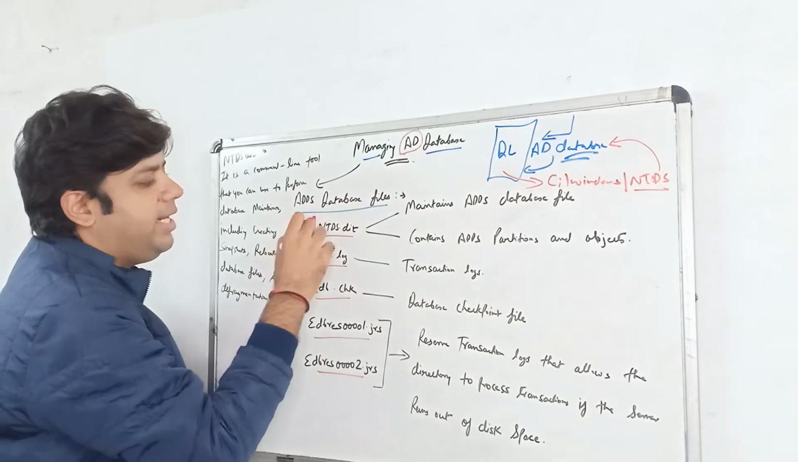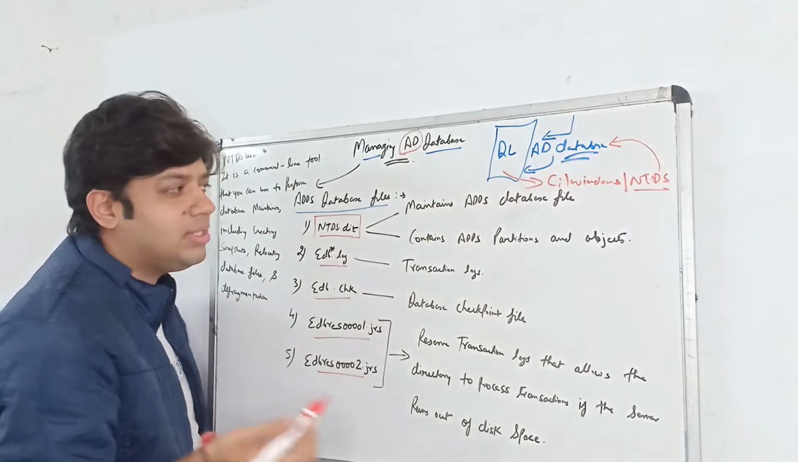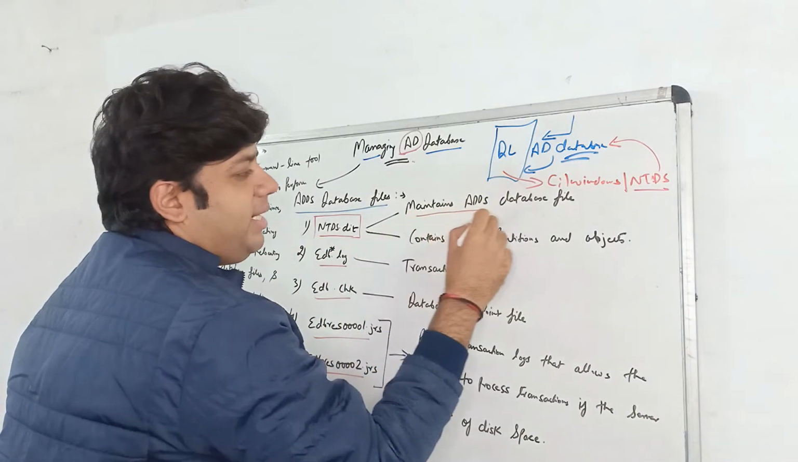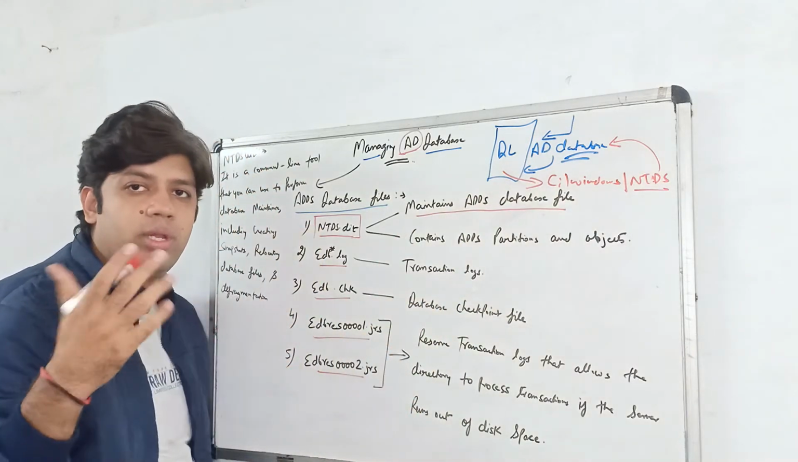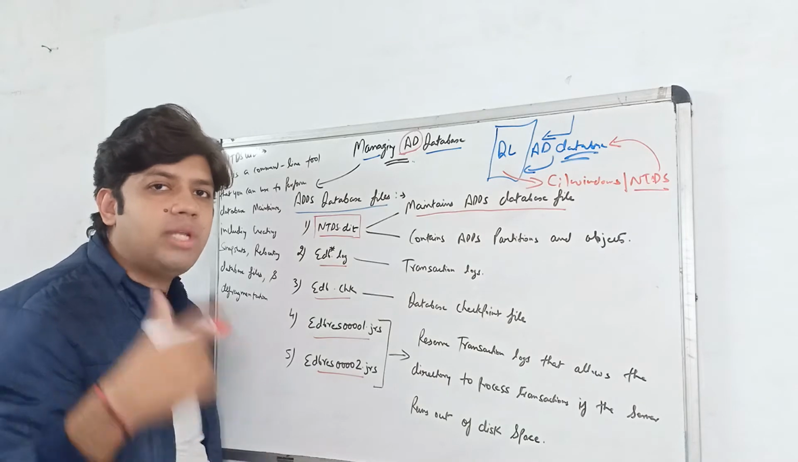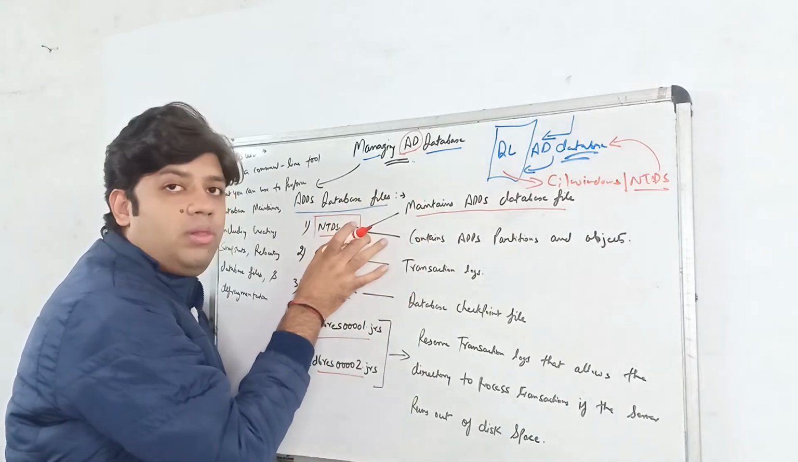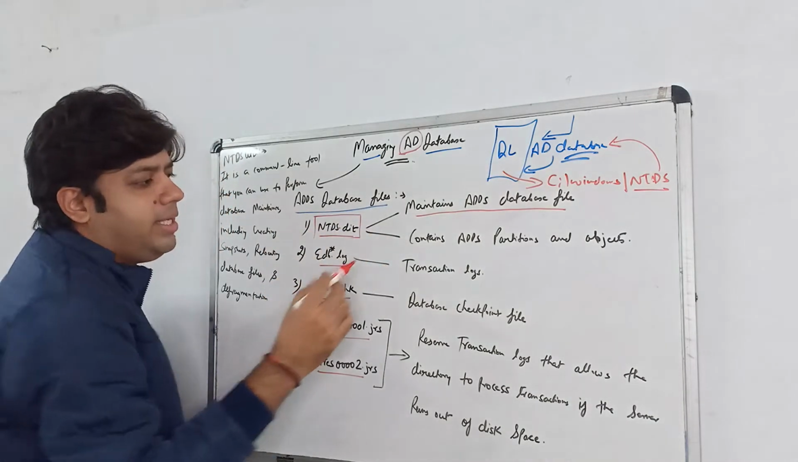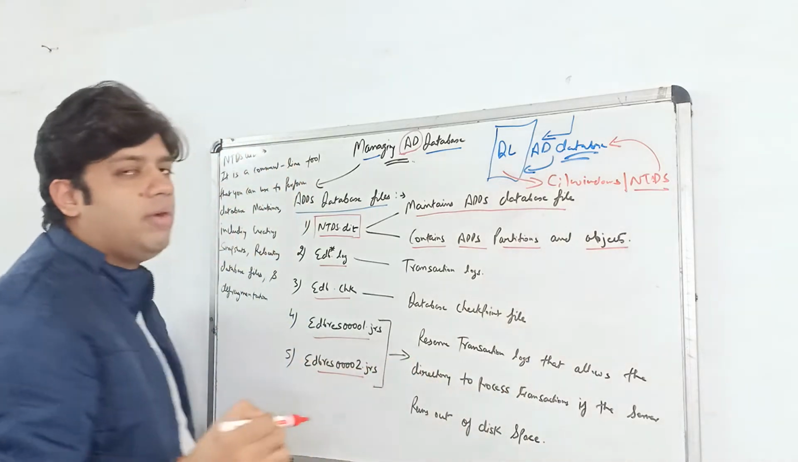We talk about the first, NTDS.dit. NTDS.dit is the database main file. It maintains the AD database. Whatever you create, user accounts, computer accounts, anything in AD, this file maintains all of it. It also contains AD database partitions and objects. Now what is the meaning of objects?